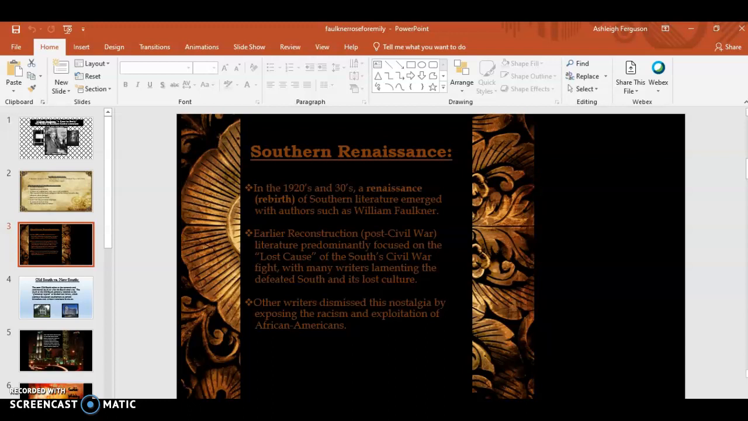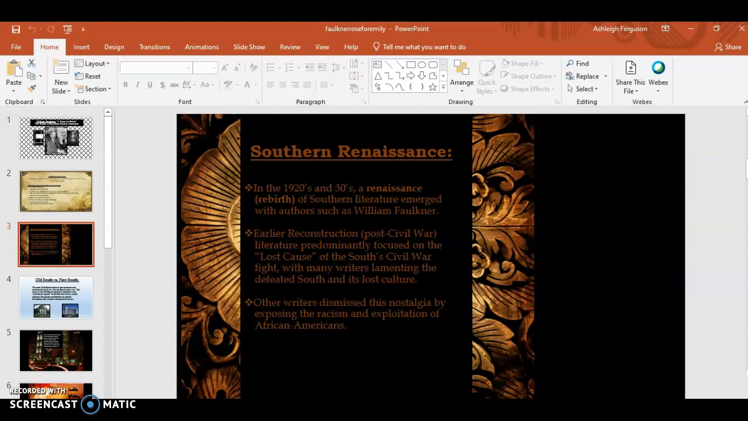So that was in the midst of the Great Depression, when the South was in very dire economic straits. Also, their literature was dire at that point. There were really only two major kinds of literature. You would have either earlier Reconstruction, post-Civil War literature that predominantly focused on the lost cause of the Civil War, and writers lamented that the South was defeated and its culture was lost, okay? Other writers were critical. They dismissed the nostalgia of the Old South, and they really wanted to expose the racism and the exploitation of the African Americans, the Black people.